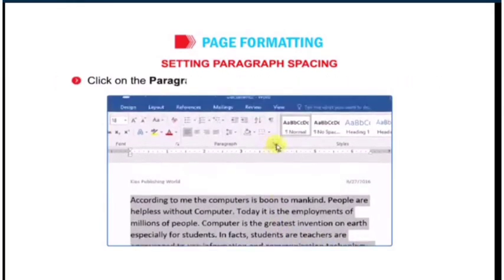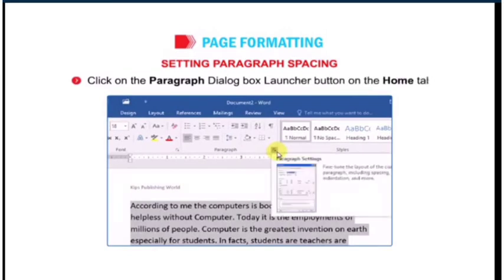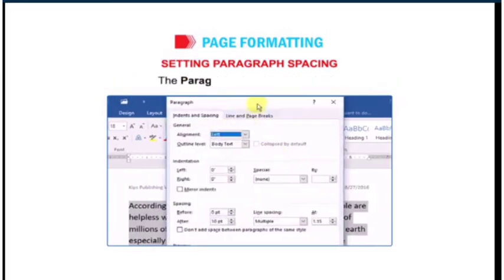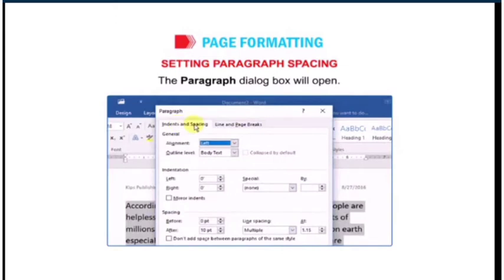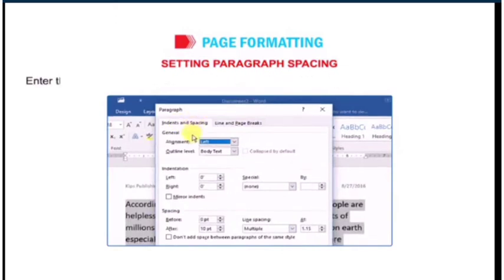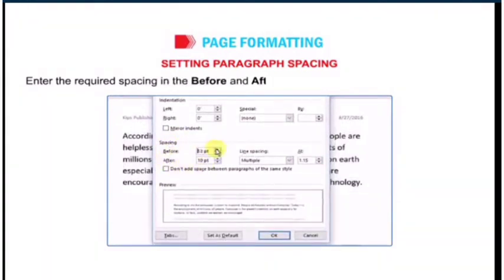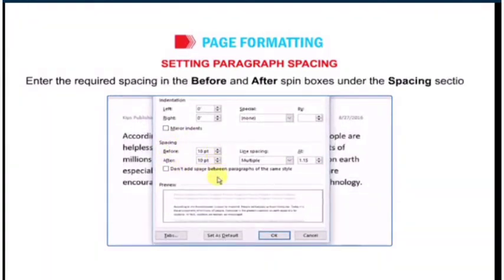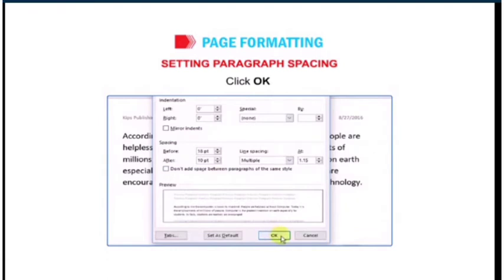Click on the Paragraph dialog box launcher button on the Home tab. The Paragraph dialog box will open. Select the Indents and Spacing tab. Enter the required spacing in the Before and After spin boxes under the Spacing section. Click OK.